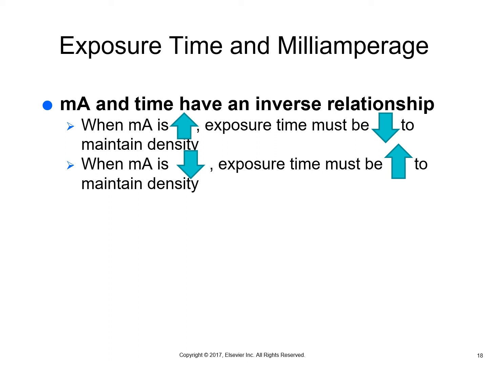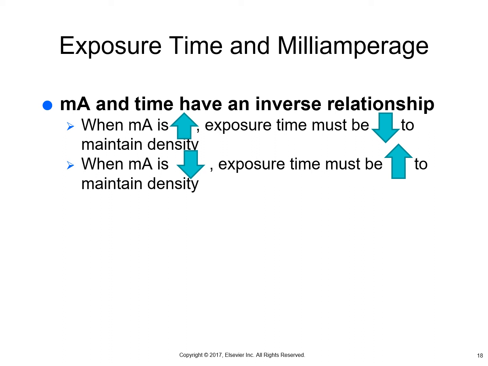mA and time have an inverse relationship. If I increase mA, I'm going to produce more electrons. If I give the machine more time to produce, it's going to produce more electrons that can become X-rays. So let's say that I want to be faster in my exposure. Maybe I have a patient that is shaky, maybe they have Parkinson's disease, maybe it's a child that can't sit still for me.